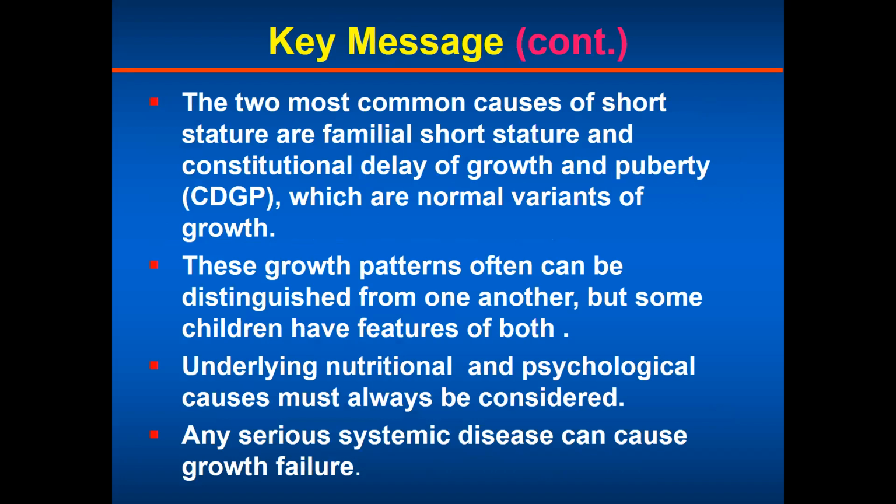The two most common causes of short stature are familial short stature and constitutional delay of growth and puberty, which are normal variants of growth. And the growth patterns often can be distinguished from one another, but some children have features of both. And this is very important to realize because this is a common finding. Sometimes you have a child who has constitutional on top of familial short stature. Yani, he has a familial short stature, but also has constitutional delay of growth and puberty.